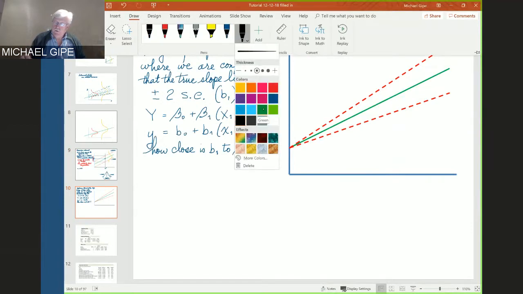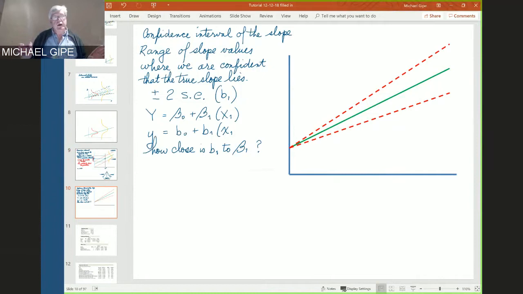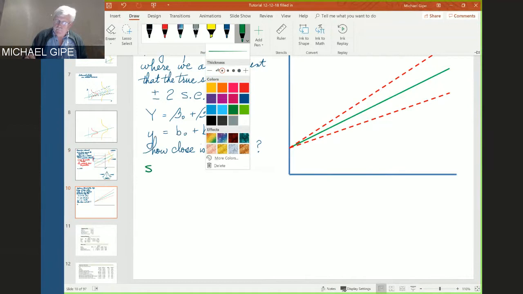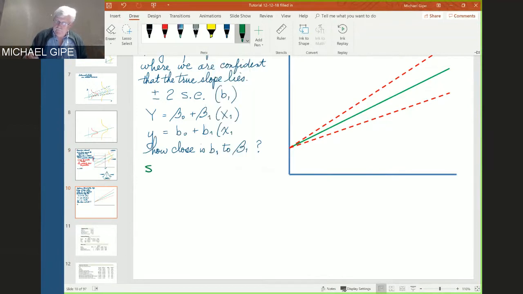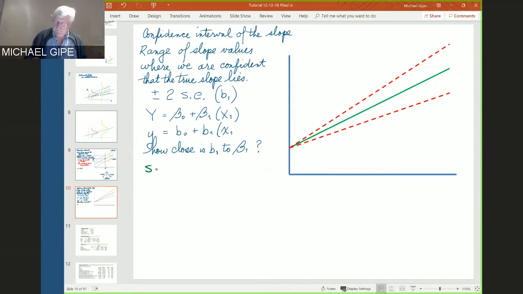And every time Microsoft updates either Windows or PowerPoint, they blow away all my pens, so I have to rebuild the whole thing. Thank you, Microsoft. Anyway, standard error of the slope. Do we have any people from Microsoft this year? I don't remember.